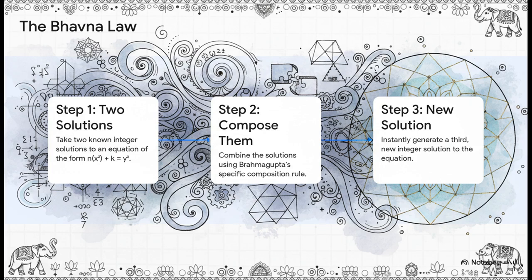Brahmagupta figured out that if you have a really complex equation, like the one you see here, and you manage to find two different solutions for it, you can then compose them. You can combine them using his special formula to instantly generate a third, totally new solution. This ability to create new solutions from old ones is a cornerstone of modern number theory.